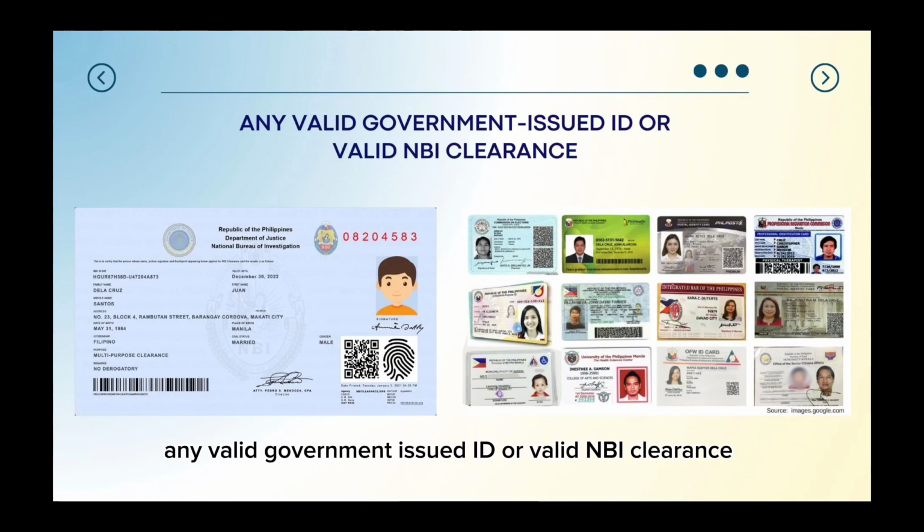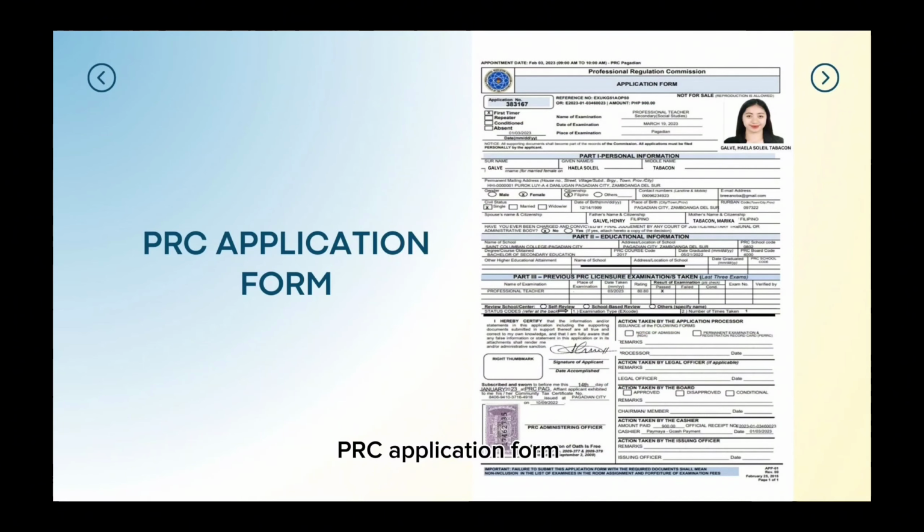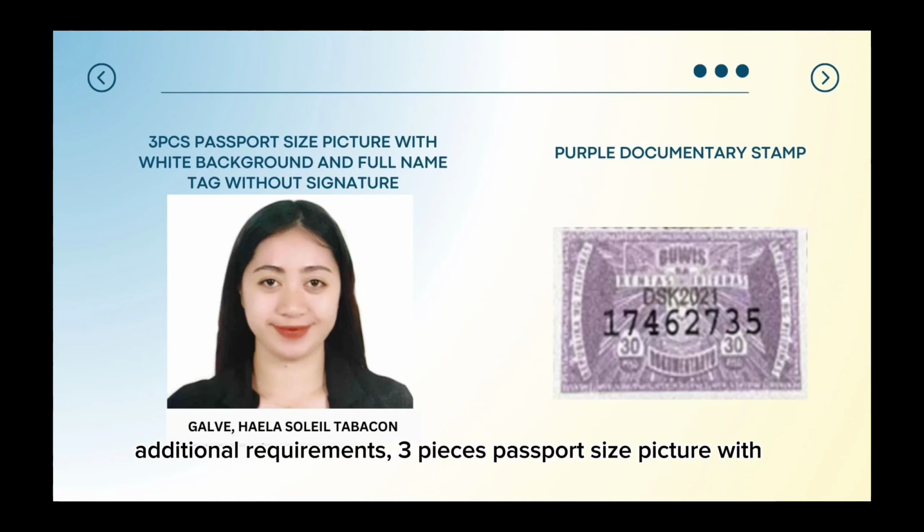Any valid government-issued ID or valid NBI clearance. PRC application form. Additional requirements. 1. 3 pieces passport size picture with white background and full name tag without signature.